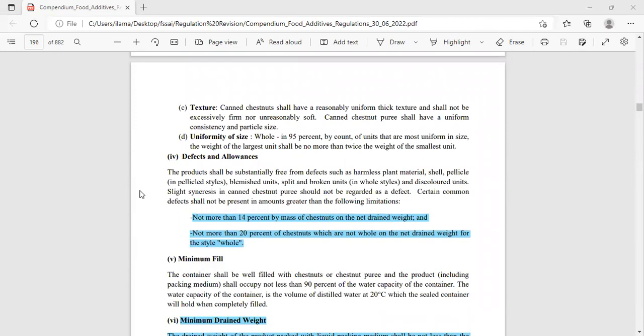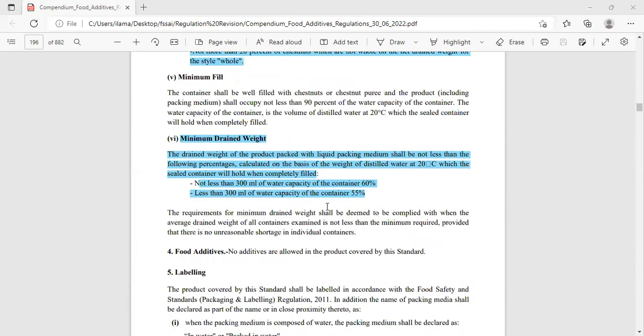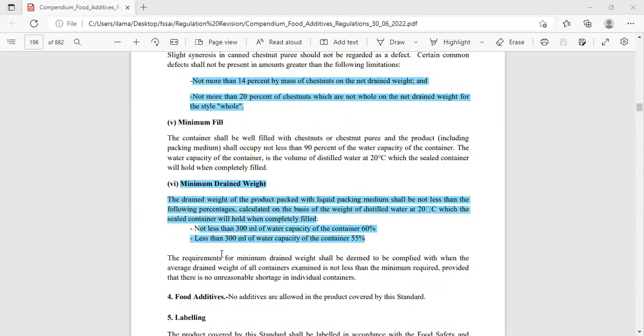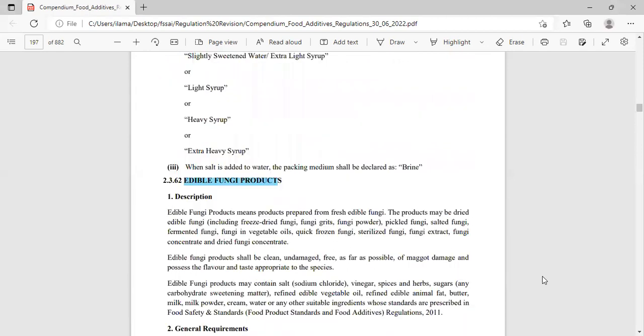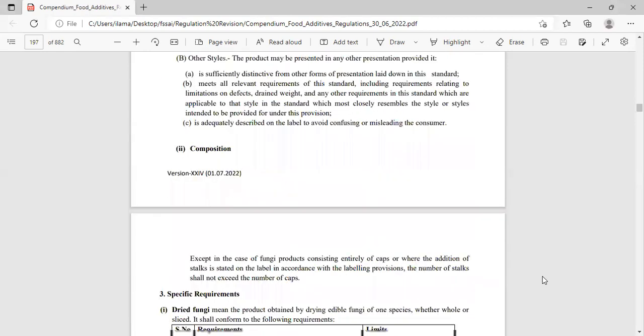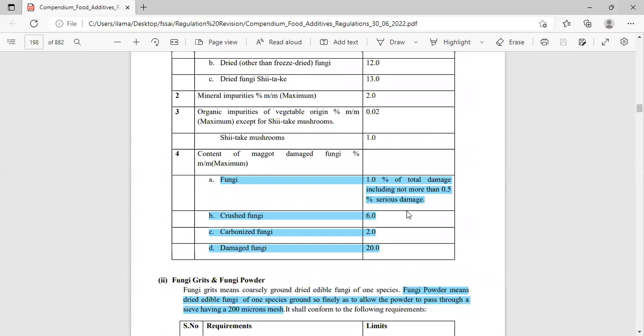And minimum drained weight. Here, if the water capacity of the container is not less than 300 ml, it means 60%. Less than 300 ml of water capacity of the container means 55%. And go through what is edible fungi and its types.